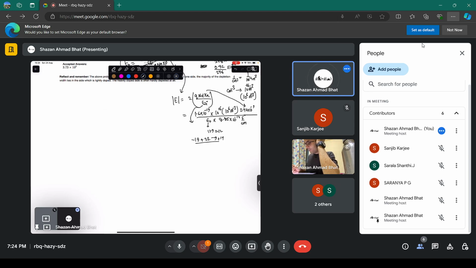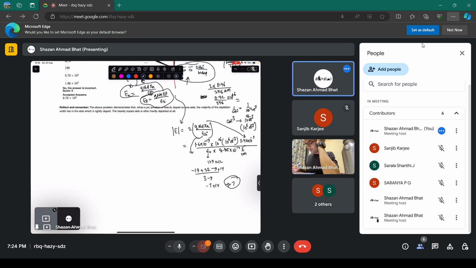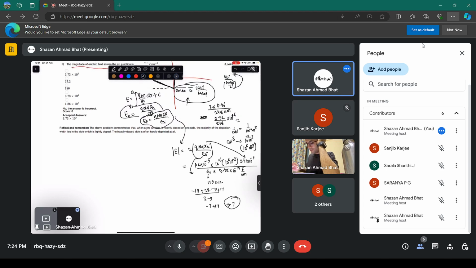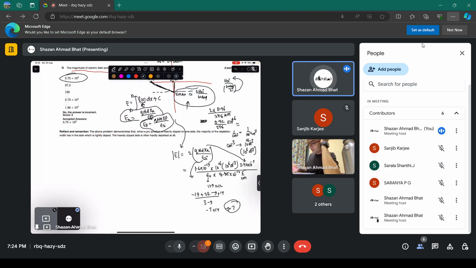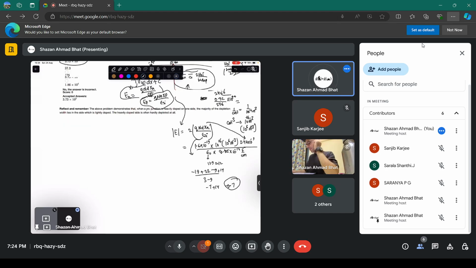How much is that? This will be 3 minus 9. This will be minus 7 plus 14. This will give you 7. Okay, the other things would cancel out from this. Roughly it will come out to be 3.73 into 10 to the power 2. And there is a 2 factor here. Exactly.